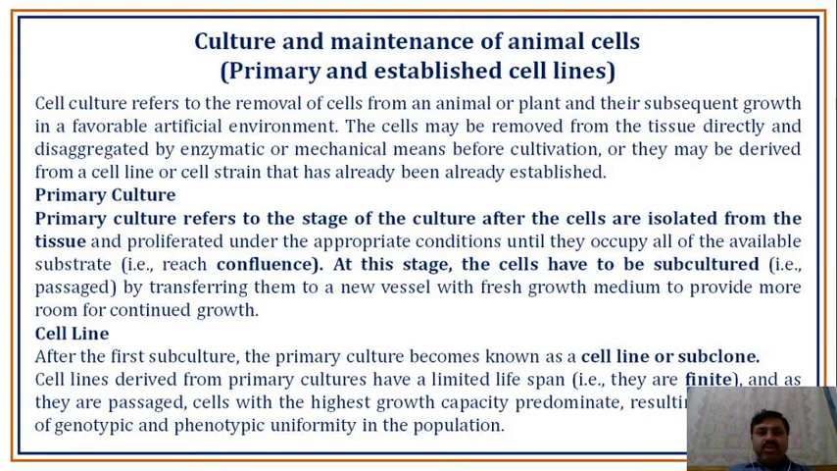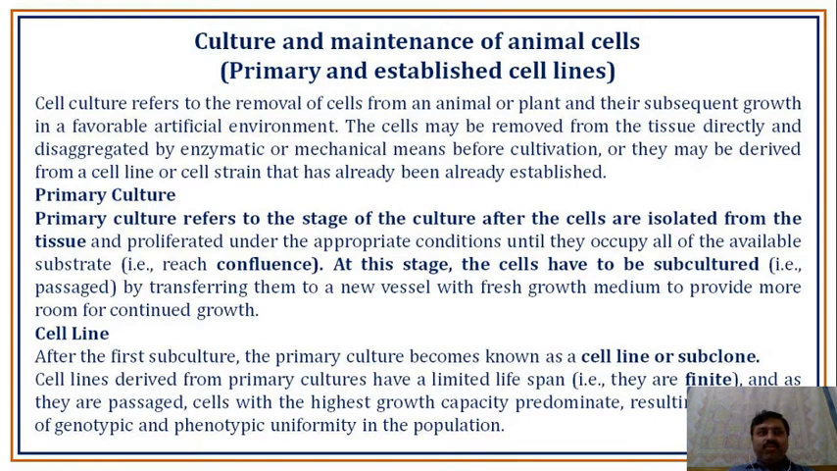At this stage, once the cells have already occupied all the available space, that means they need to be subcultured, that means passaged. This is called passaging of your cells. How do you passage them? You passage them by transferring them into a new vessel with fresh growth medium to provide more room for continued growth. So what happens when you do not passage? That means there are a lot of space constraints for the cells to grow within this flask. Because of this space constraint, there will be a lot of contact inhibition.